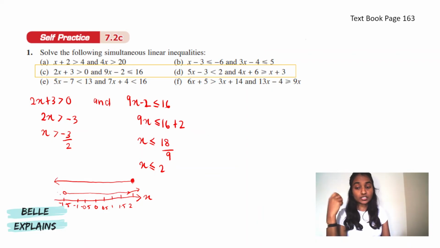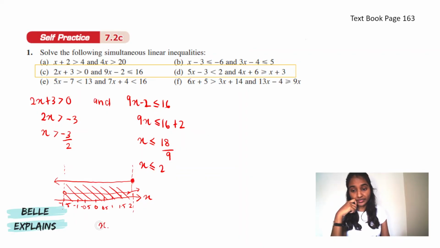Okay, so we're going to look at where the overlapping happens. It starts here up until here. So this is where the lines overlap, which means our final answer is x is smaller than or equal to 2 and it's bigger than negative 1.5.